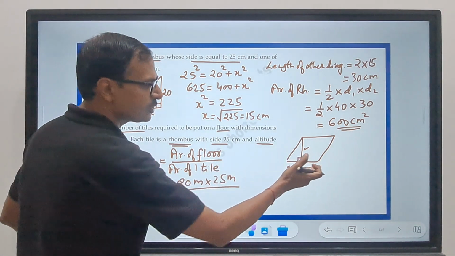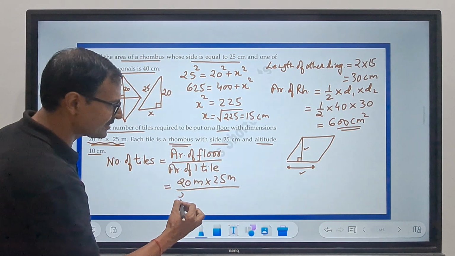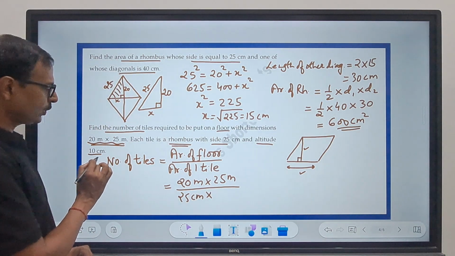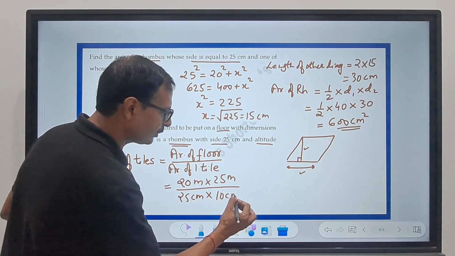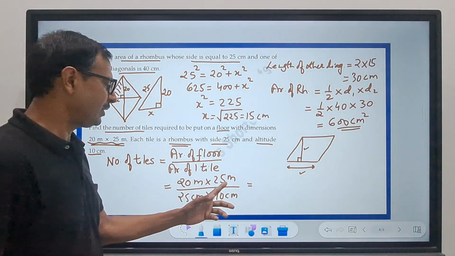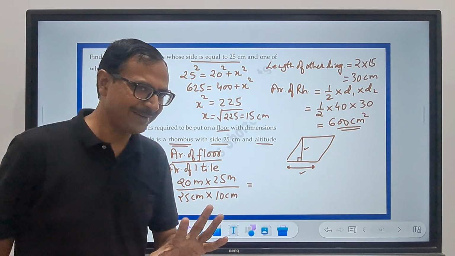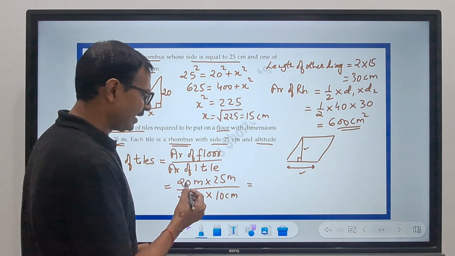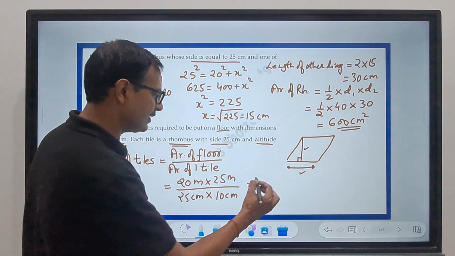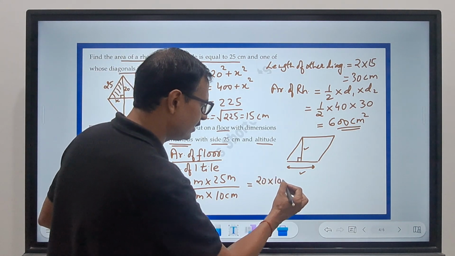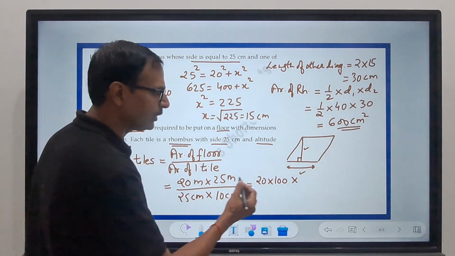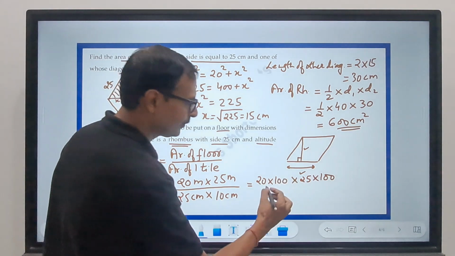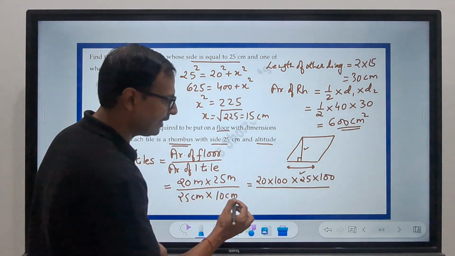Area of one tile, I told you, is base times altitude. Base is 25 centimeters times the altitude, which is 10 centimeters. Now be careful about the unit here. We have meters in the numerator and centimeters in the denominator. So 1 meter is 100 centimeters. So we have to convert these two into centimeters. So 20 into 100, that will be in centimeters. Then 25 into 100, that's again in centimeters now, and divide that by 25 and 10.